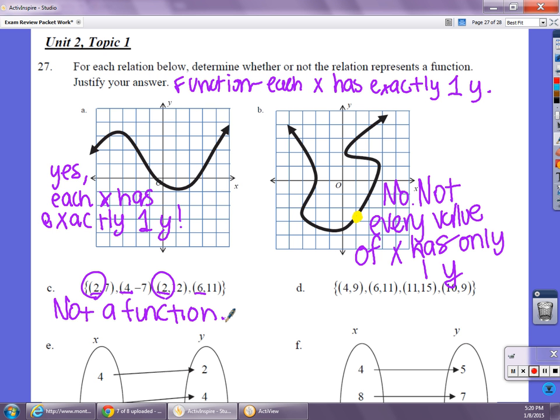Let's move on to D. 4, 6, 11, 10. Yes, a function. Each x has exactly one y. I'm going to let you write that.